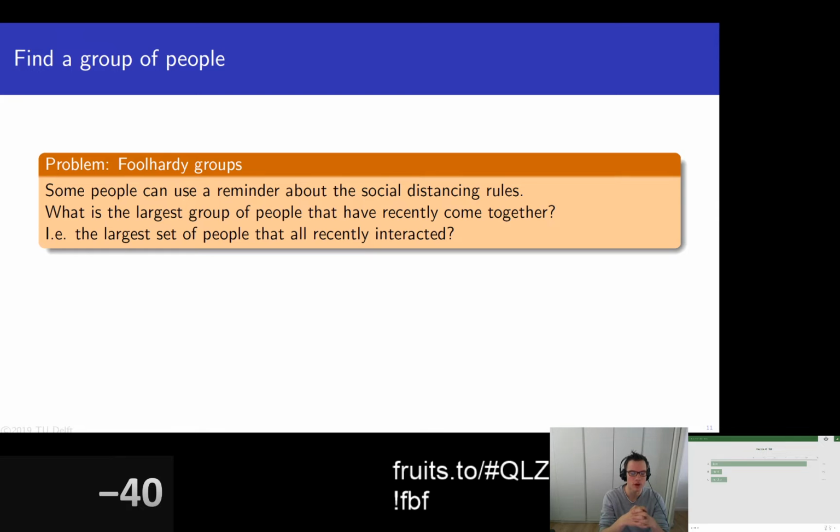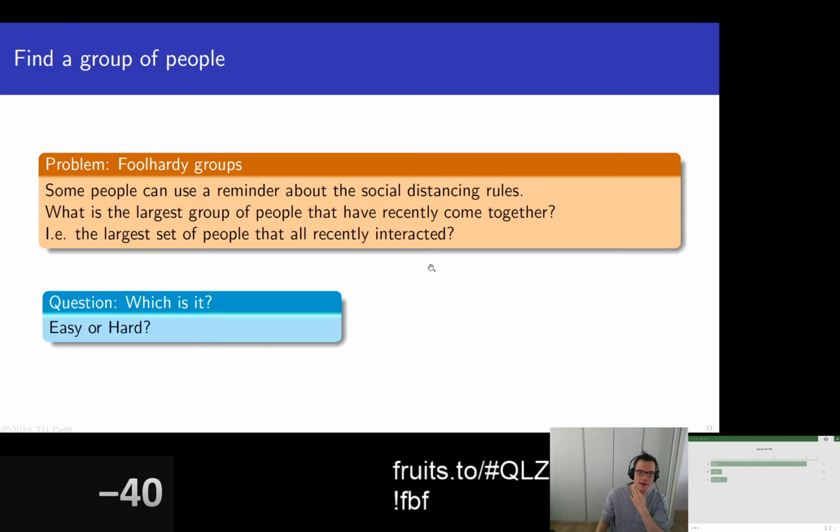And what do I mean with that? I'm looking for a group where every person in that group has recently interacted with every other person in that group. So for example, if it turns out that the largest group is a group of 3 people, then A will have interacted with B, B with C, and A also with C. In the graph, they form a little triangle, if you will. Then for a group of 4, this fourth person would have interacted with all 3, and all 3 with him or her, etc. So my question is, finding this largest set of people that have all recently interacted, easy or hard?